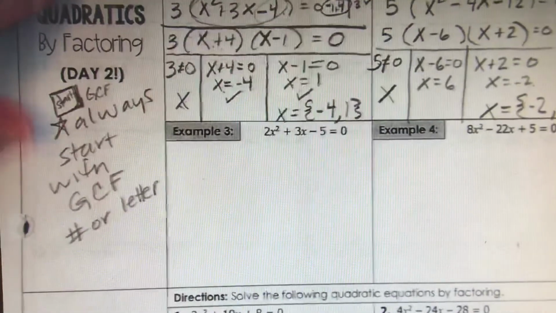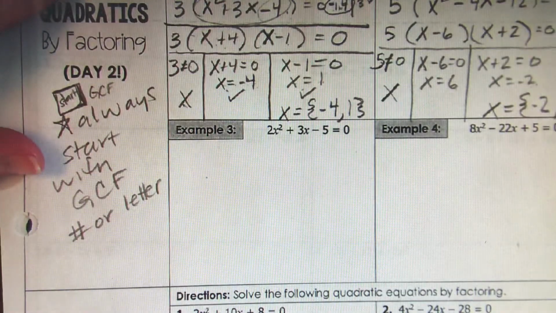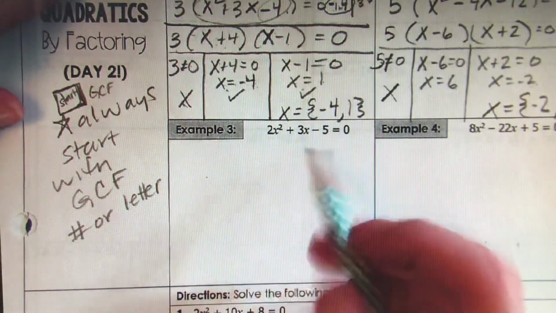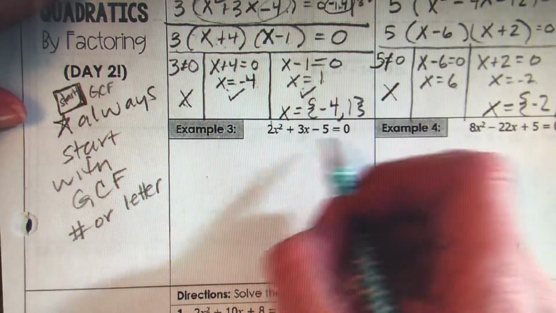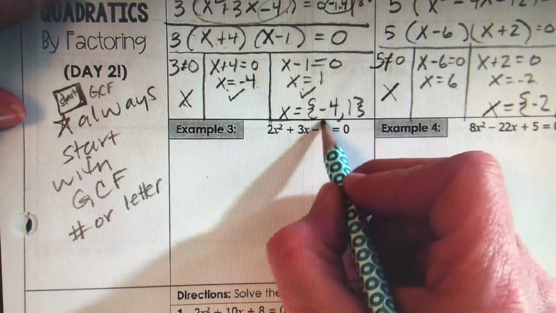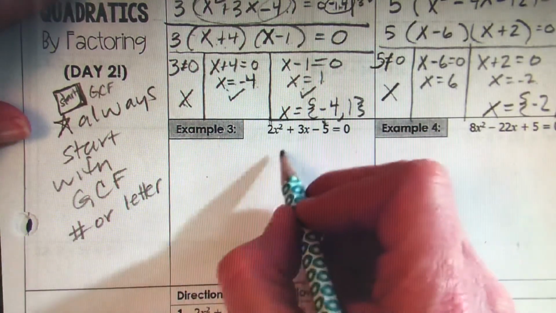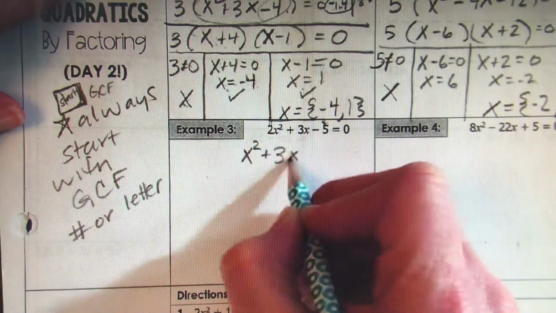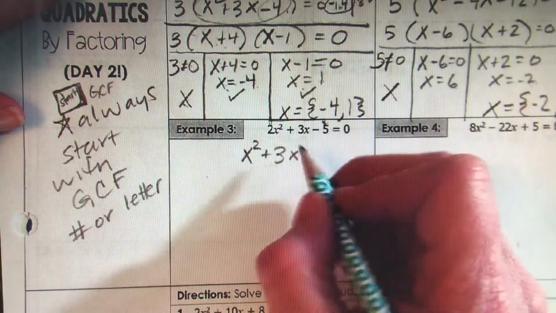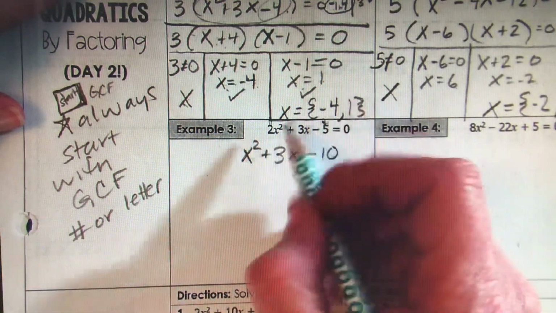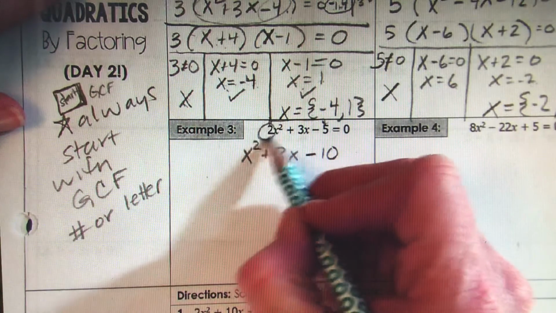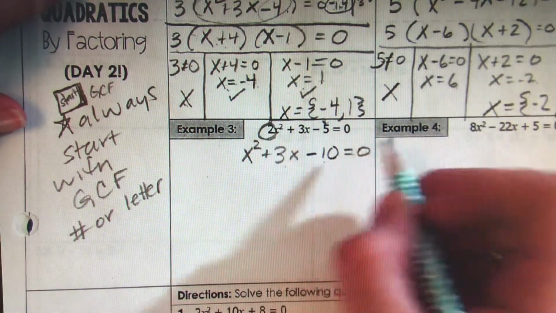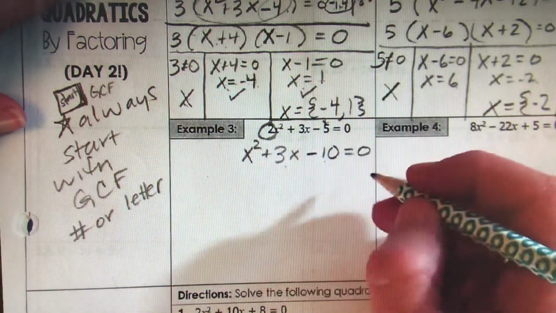Number 3. Oh man. If I can't find a greatest common factor, then I think I should do slide and divide. Can I break this up into 2 factors? I can. So let's go for it. So if I slide and divide, I'm going to rewrite this. X squared plus 3x, 2 times -5 is -10. Remember, I have to tend to this when I'm done. Equals 0.